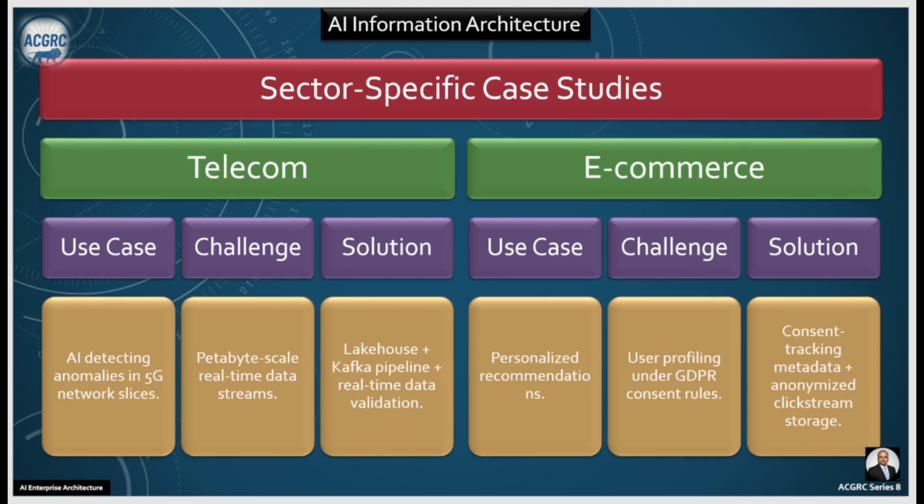In telecom, AI detecting anomalies in 5G network slice. Petabyte scale real-time data streams. That's volume. The solution here is Lakehouse or Kafka pipelines or real-time data validation. Now, here the concept of 5G network slice. If you're interested to know about this, there's a separate video on 5G network slice on my channel. You can have a look into that.